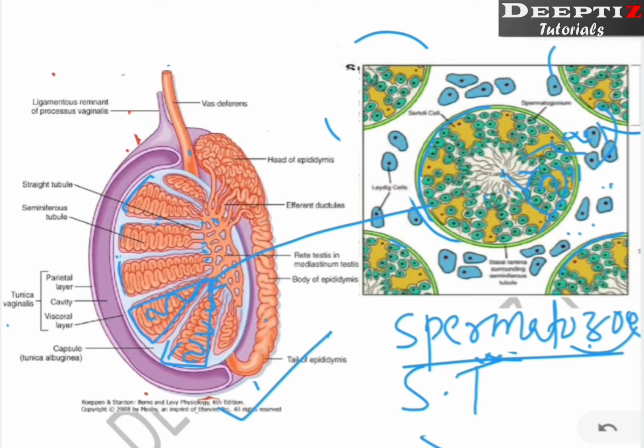Now apart from this spermatogonium, one more thing we can see, that is Sertoli cells. What is the function of the Sertoli cells? These are the Sertoli cells. This will nourish this spermatogonium, sperm. All these things are going to get nourishment from the Sertoli cells.